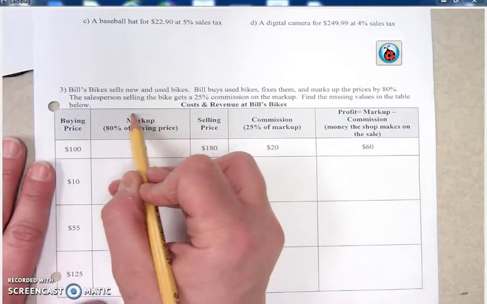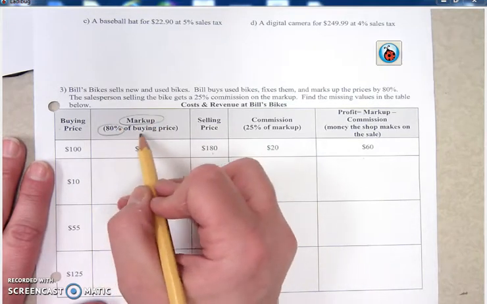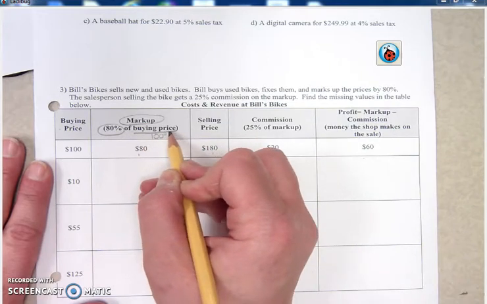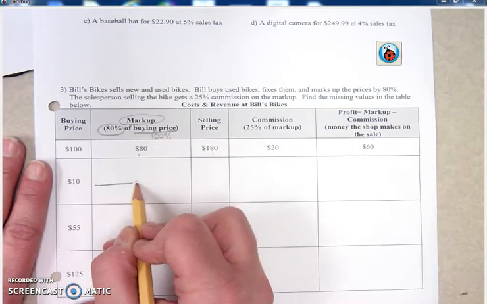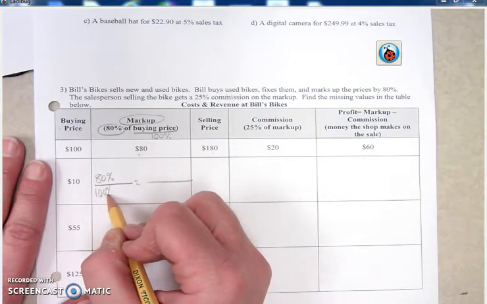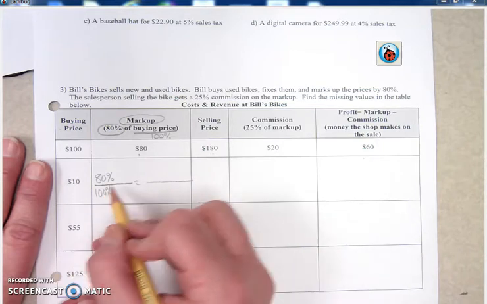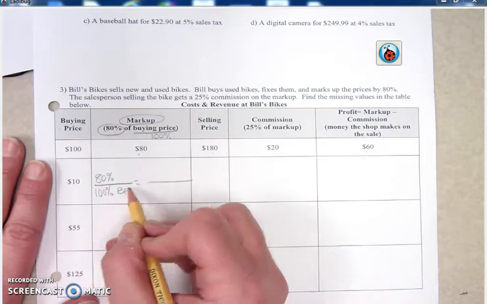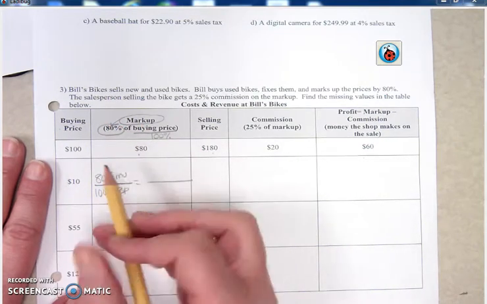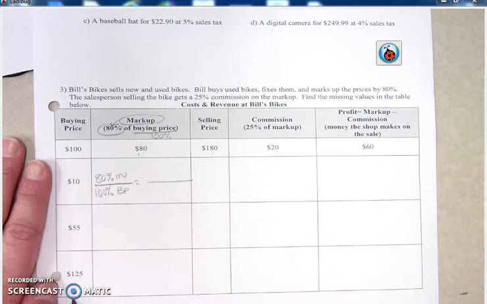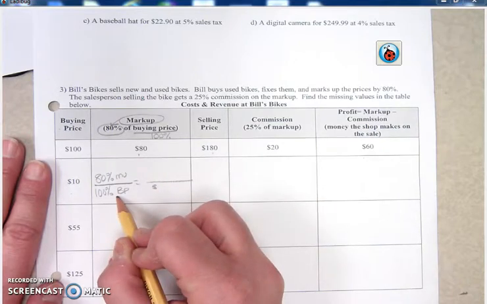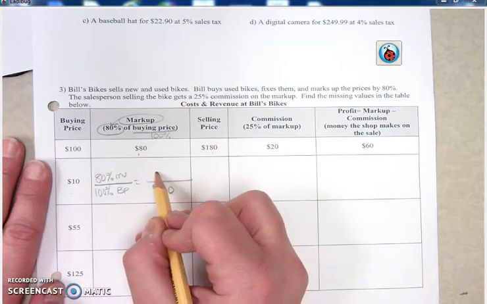So the markup is 80% of the buying price. Whatever comes after the word of is the 100%. So let me write my proportion. 80% out of 100%. 100% is the buying price. 80% is the markup. They're giving me the buying price in this column. The buying price here is $10, so that goes next to the buying price. I'm trying to find the markup.